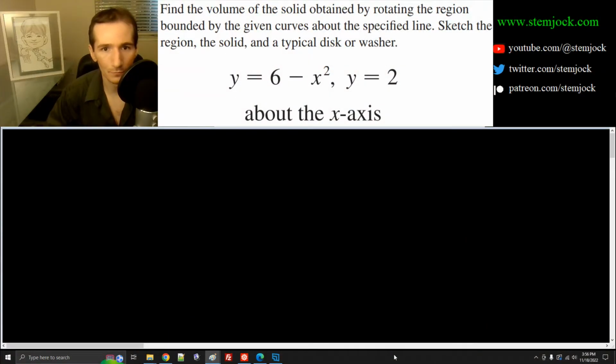Alright, find the volume of the solid obtained by rotating the region bounded by the given curves about the specified line. The very first thing we want to do here is draw each of these curves on the xy plane.